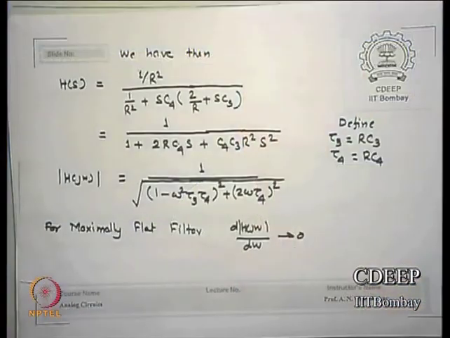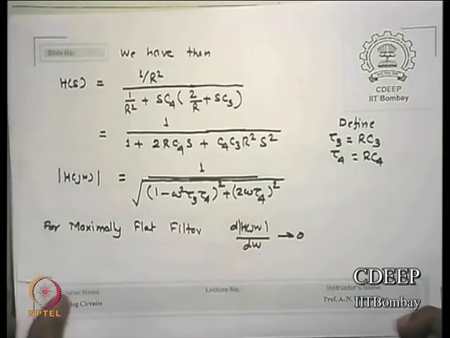Anyway, I have found its value, and what is the requirement for maximally flat? That d by d omega of this function should be 0. To find its maxima or minima, set its differential to 0. This is the magnitude, so it should stay flat, no change, of course for less than omega 0.